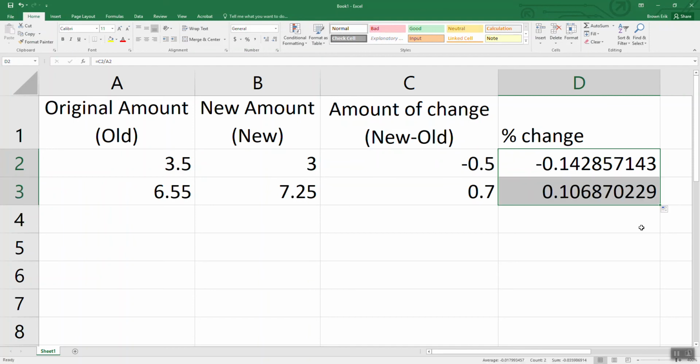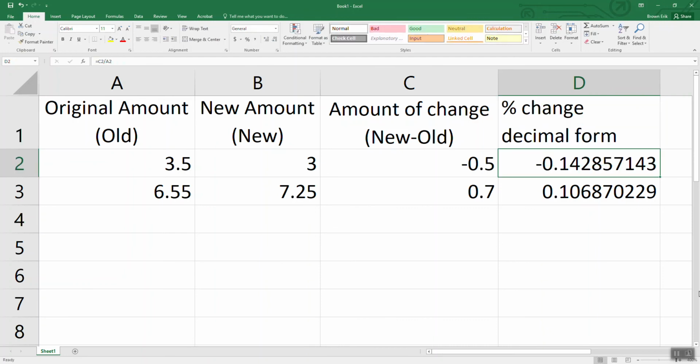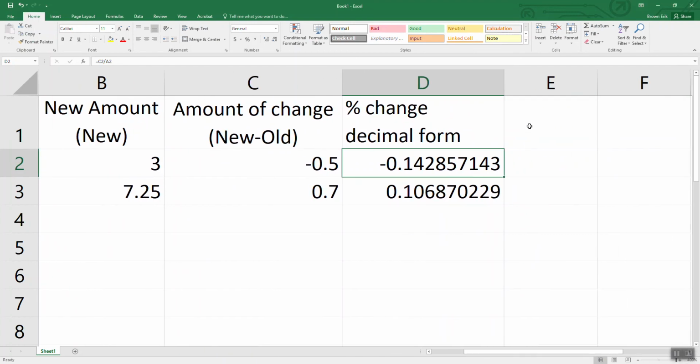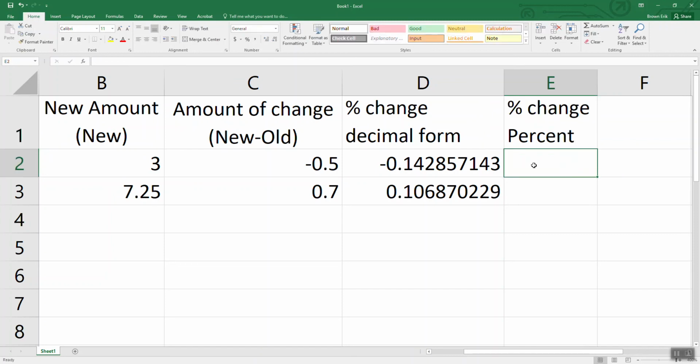Now, maybe I should change this into, as he has done here, this is the decimal form of the percent change. So if I want to get the percent form, so let's call that percent change percent form, we have to multiply these values by 100. So again, hit the equal sign, select that side, and then you hit Shift 8 for the multiplication sign. That's an asterisk, and we're going to type in the 100. And now this number in here is a percent.